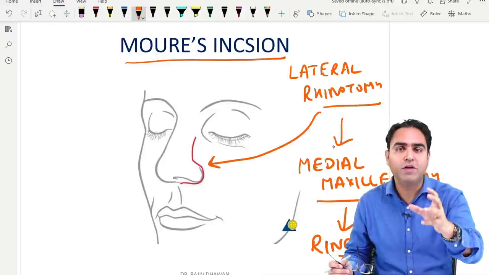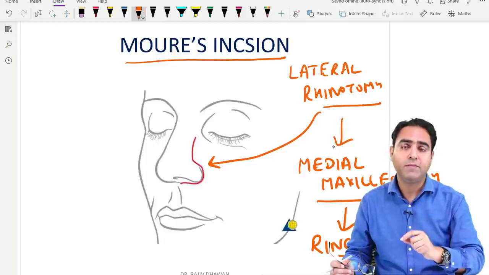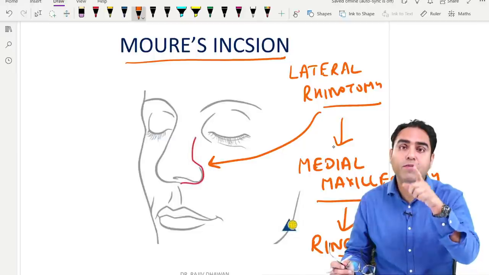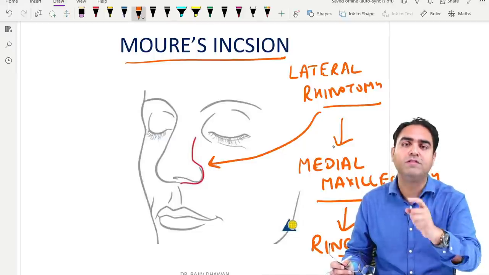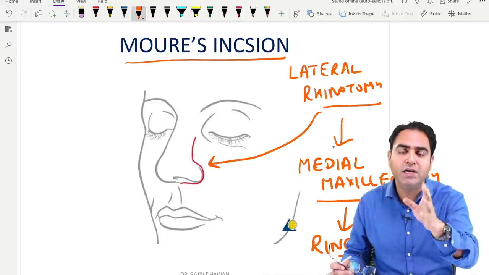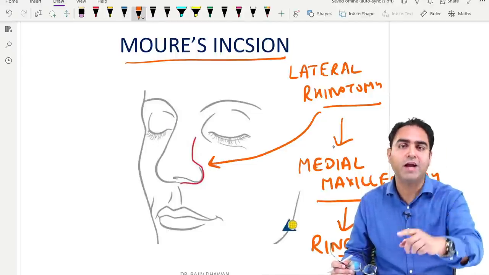So what is the name of the surgery? Medial maxillectomy. What is the approach for the surgery? Lateral rhinotomy. What is the name of incision used for lateral rhinotomy? Moore's incision. What is the indication of medial maxillectomy in ENT? Inverted papilloma of nose, also called Ringett's tumor.